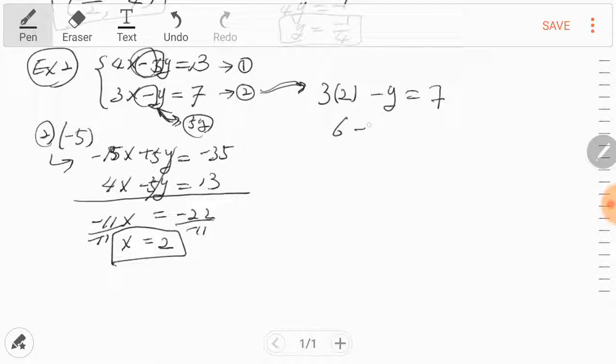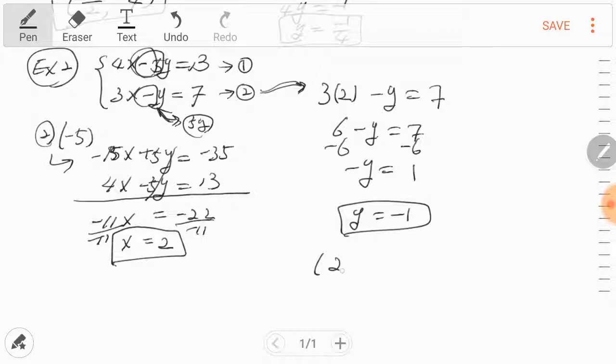Then 6 minus y equals 7. Negative y equals negative 6. Minus 6 on each side. Then y equals negative 1. So the solution is x equals 2, y equals negative 1.